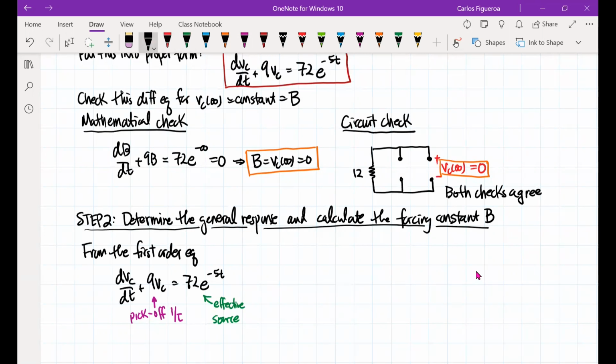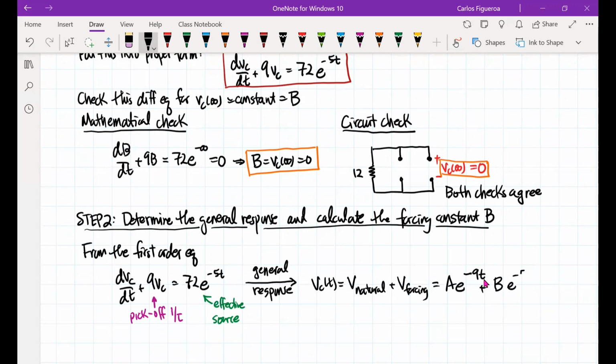So then my general response implies that my forcing response has to be the exact same shape. So then I'm going to have my general response. My general response then has to be, of course, Vc of t, which is going to be V natural plus V forcing. And my natural is going to be A e. Now look at that, 1 over tau is 9. So this becomes minus 9t. And then I have my forced response, which is going to be B times e to the 5t. And this is going to be Vc of t.